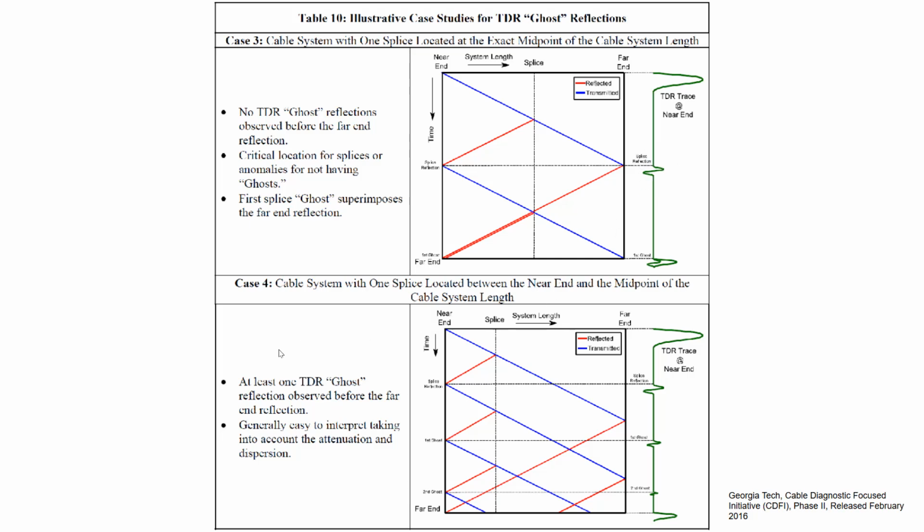But it becomes complicated if you have one splice located between the near end and midpoint of the cable system. Now, in this case, the fourth case, we are considering a joint at a distance which is less than 50% of the cable length. So this is the total cable length. This is the joint location, which you can clearly see is less than 50%.